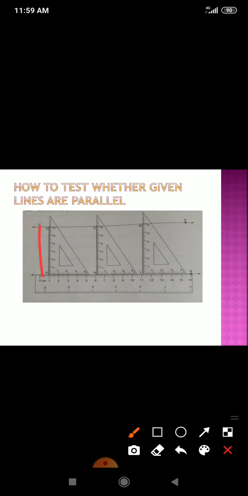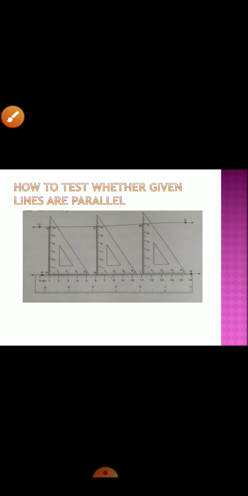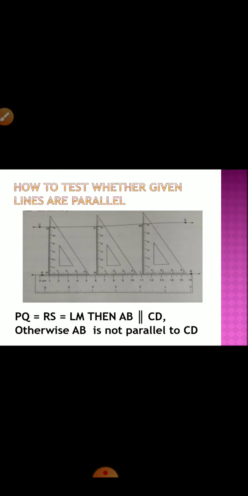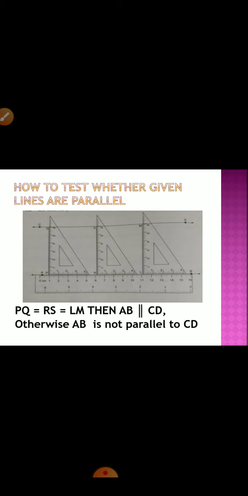The same we will draw in the next step. We will move the set square, then again we will draw RS, then again move the set square a little bit more, and then again you mark it. You can see in all places the measurement will be 6, 6 and 6. It means throughout the parallel lines the distance remains the same. So we can say PQ equals RS equals LM, then AB is parallel to CD, otherwise AB is not parallel to CD. So this is all about this chapter. Thank you.